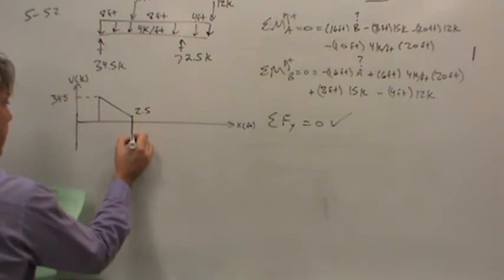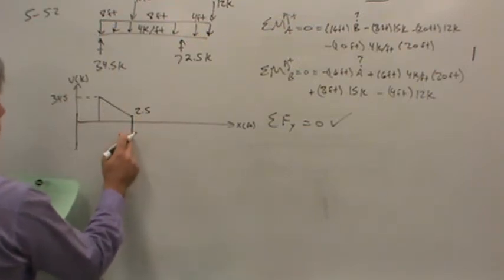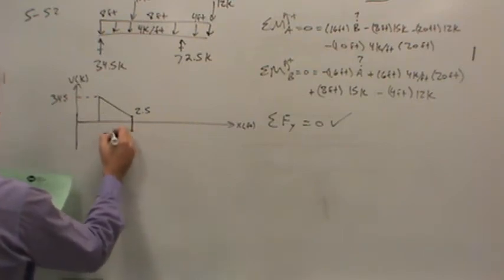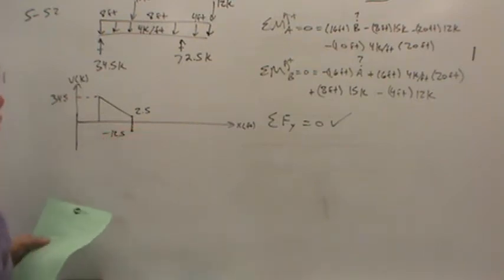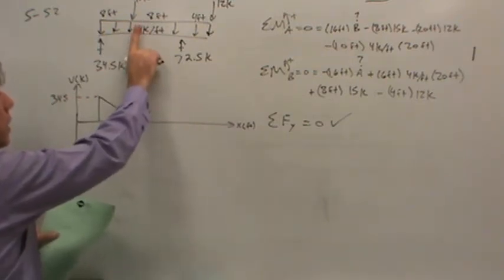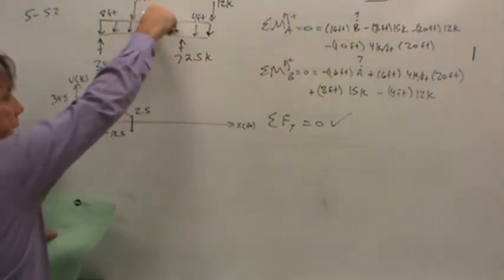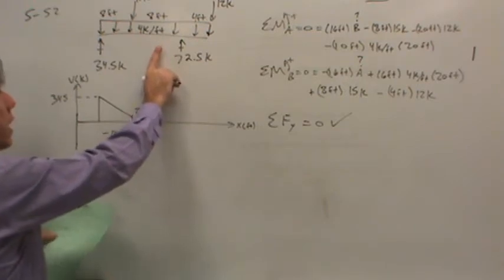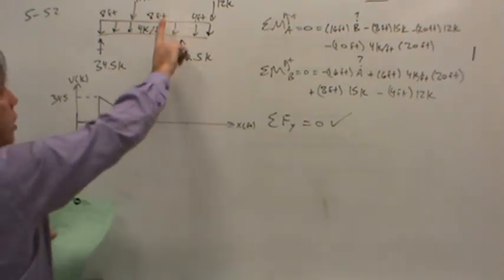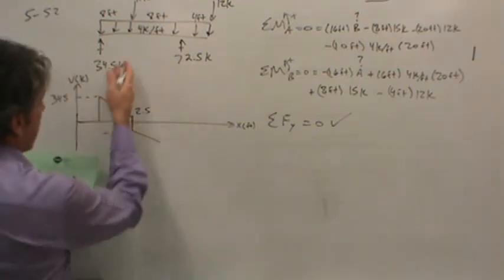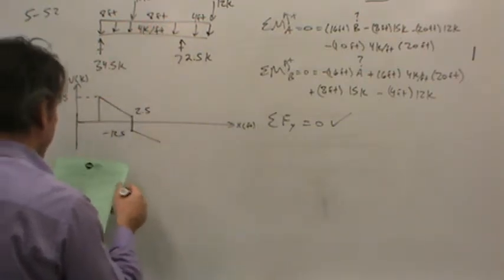So 2.5 minus 15 will bring us down to, let's try to keep a decent scale here, negative 12.5 kips. So now the shear is up. Now the distributed load keeps adding more load to the beam, so that now the shear has to be larger, but it's still negative.